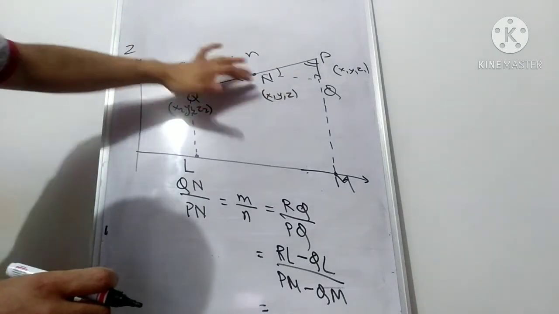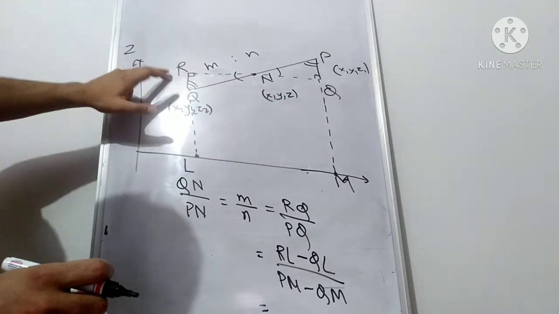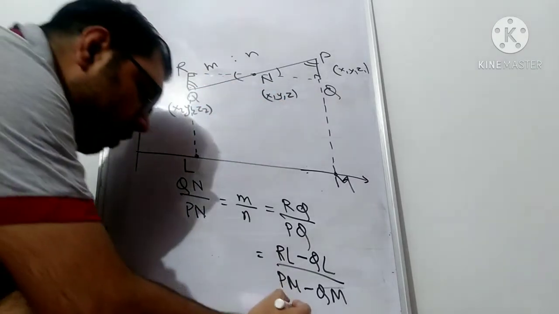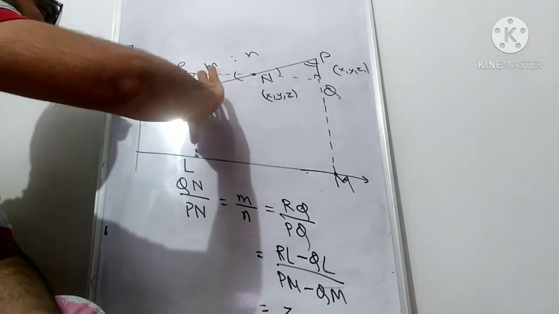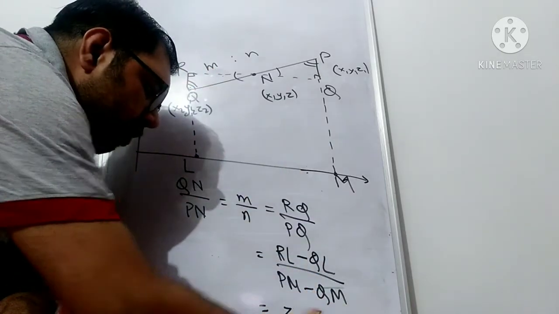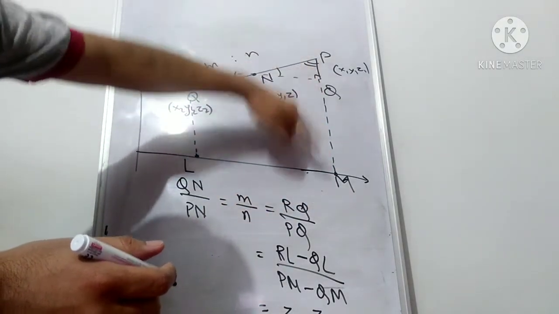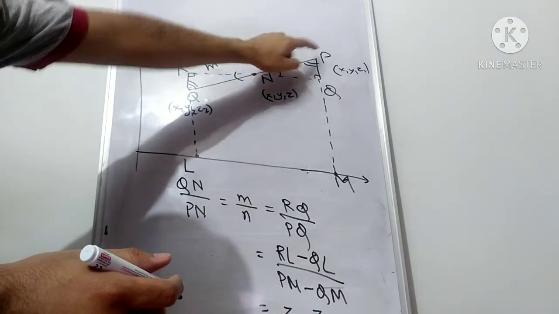Both R and N will be on the same level. So the z coordinate of N is z. Therefore, the z coordinate of R will also be z. So z minus QL. QL means you take the z coordinate of Q, which is z2. So z minus z2 divided by PM minus QM. PM means you take the z coordinate of P.